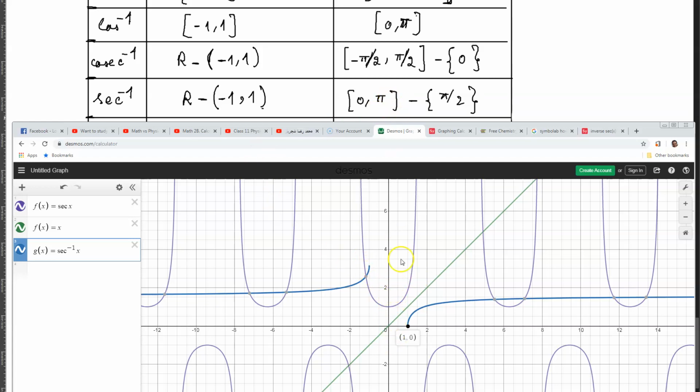And the range of the function goes from 0 to pi, so this must be pi over here, 0 to pi, except for pi by 2, which is not a part of the function here. So you can see that this is actually pretty magical.